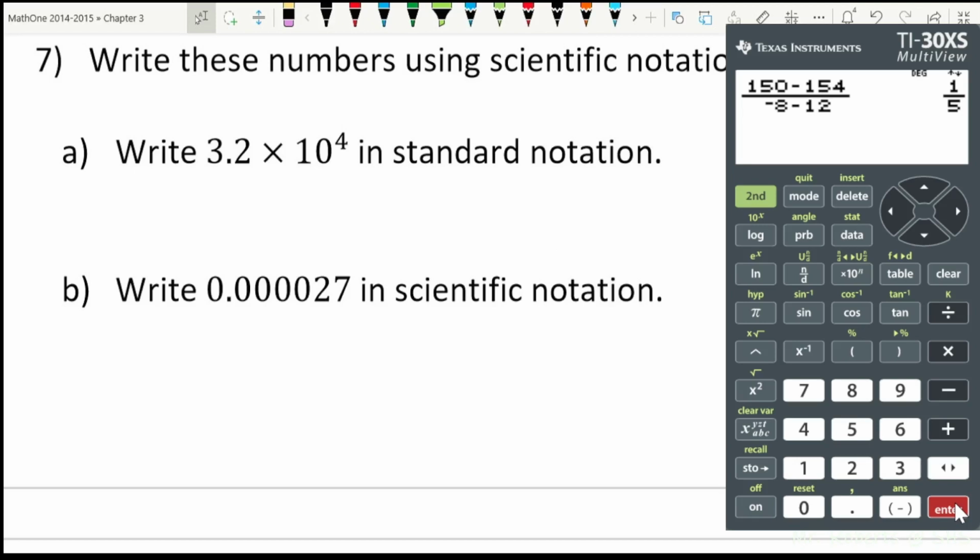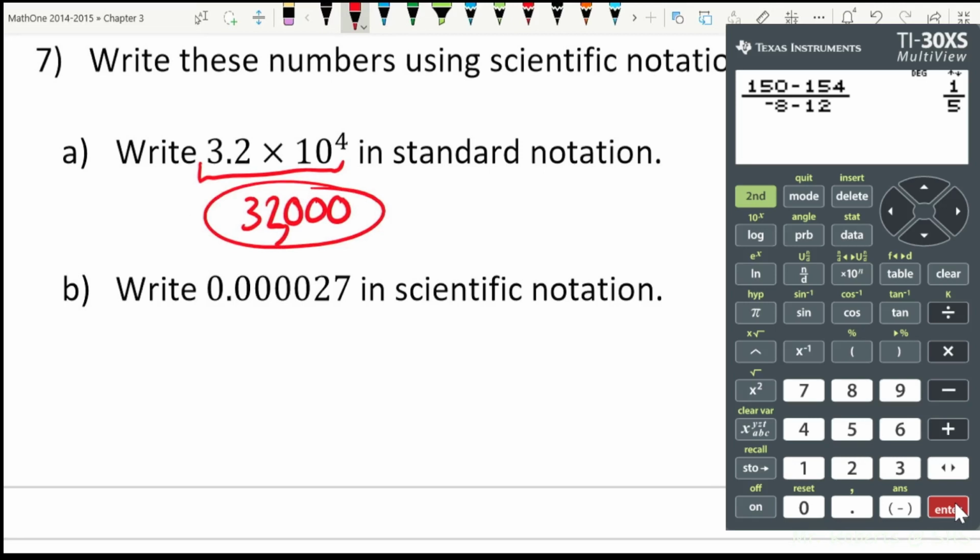So if I want to expand this to standard notation, you can see that I have to multiply by 4 factors of 10. So here's 1 factor of 10, 2, 3, and 4. So I'm just counting every single time I move the decimal over 1 or add a 0. That's equivalent to multiplying by 10. So this 32,000 is what this number is. For this other one, the decimal has to live here at 2.7.